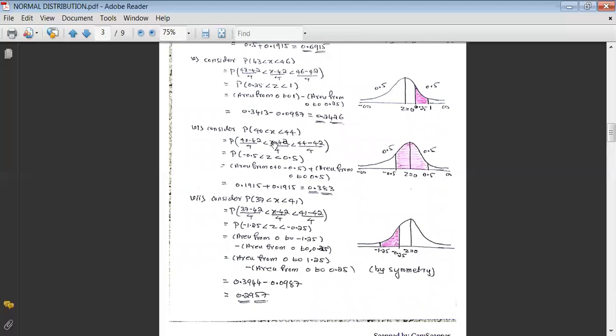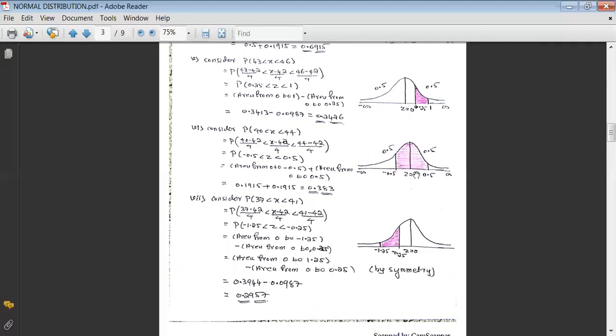and 44. First, let us subtract the mean and divide by the standard deviation. We'll get minus 0.5, this one is z, and this one is plus 0.5. Minus 0.5 lies left of 0 and plus 0.5 lies on the right side of 0. And we want the area between those two. That's why it is shaded. It is area from 0 to minus 0.5 plus area from 0 to 0.5. You have to add these two.